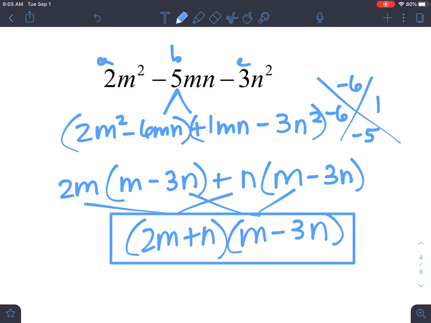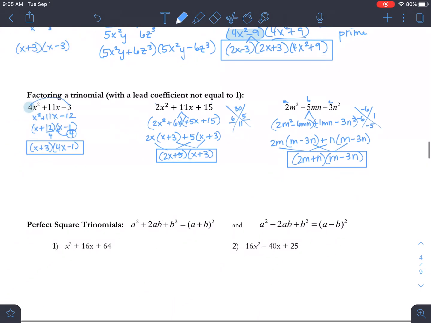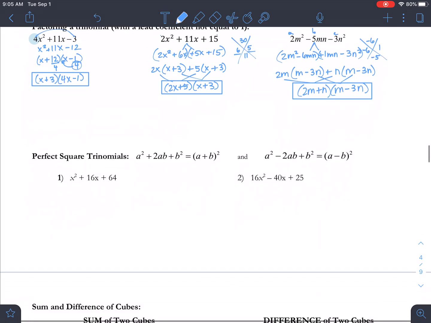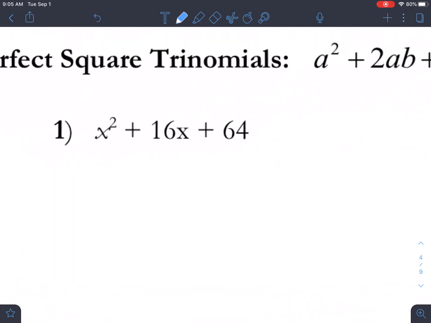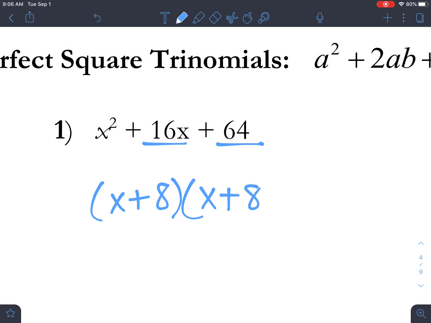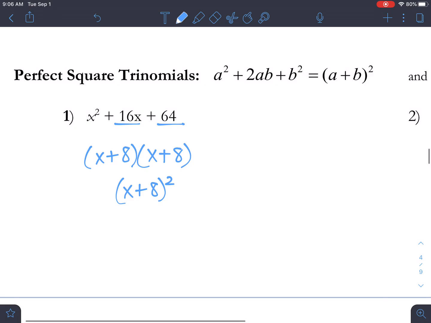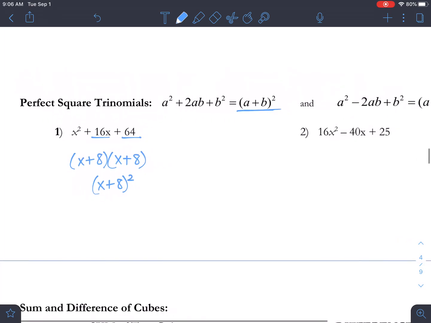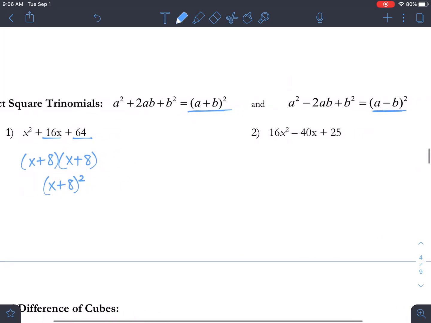All right, so last two things I want to talk about, perfect squared trinomials. Okay, we're going to talk briefly about these. They're not super important that you have to memorize them, but it is kind of a nice trick to know if you see them. So perfect squared trinomials, okay, for example, if I said what multiplies to 64 and adds to 16, you would say 8 and 8. So you can either write it like this, or you could write it as x plus 8 squared.